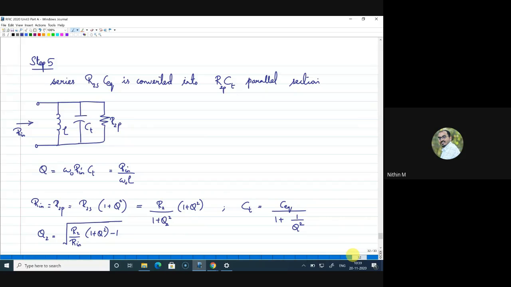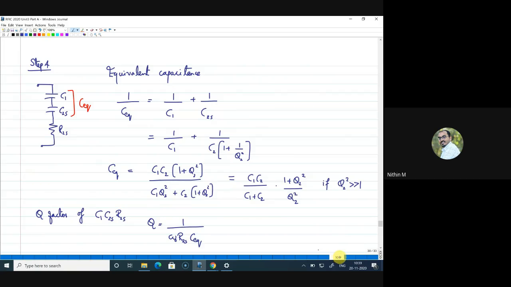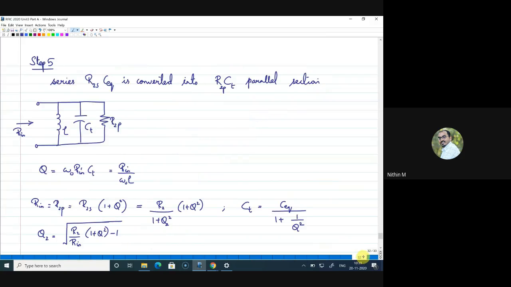So this is the series to parallel conversion, right? Here I define the Q factor as Q. Now when I transform this series to parallel R, I have written it in terms of Q. It has to be written in terms of Q only, no? Oh, okay, sir. Correct, no?